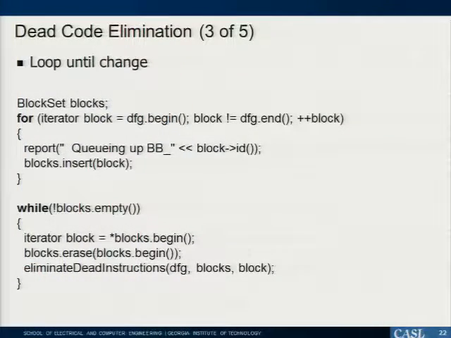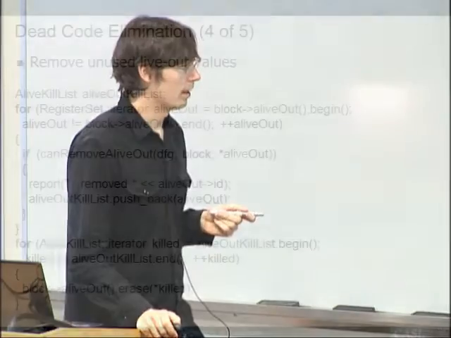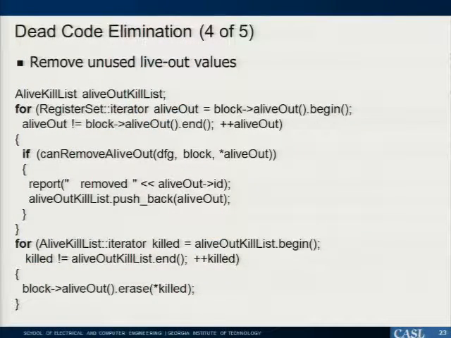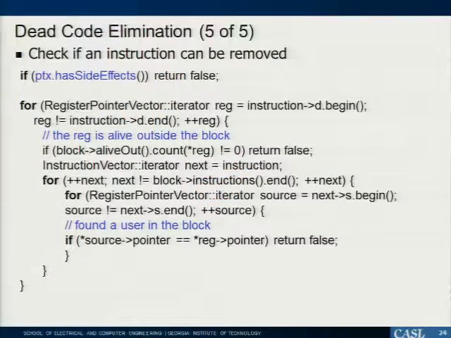It iterates over the blocks of the data flow graph, inserts them into a work list, and then for each block in the work list, identifies the instructions that are dead. The dead instructions are those that have no users or are not live out. If they can be removed, which is basically if it has no side effects and no users, then the instruction can be eliminated. The source code is here just for reference. Don't necessarily have to walk through it. I think it's fairly straightforward.